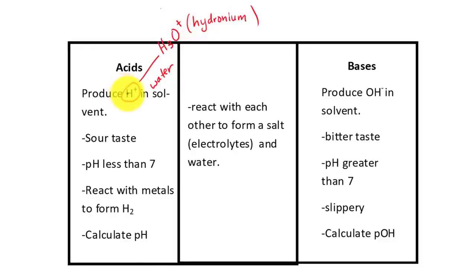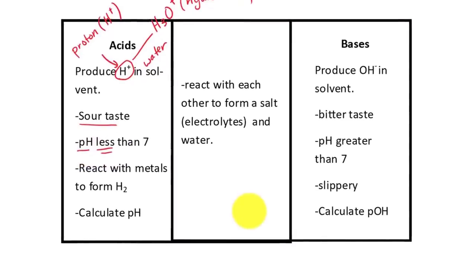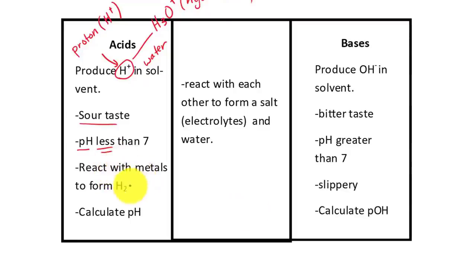We also have another name for H plus by itself. This is considered a proton. So proton is another word for H plus. That's not talking about the proton in an atom. Another characteristic of an acid is that it has a sour taste. Think of lemon juice and vinegar. Those are examples of acids. On a pH scale, an acidic solution would have a pH less than 7. And when it reacts with metal, it would form hydrogen gas.